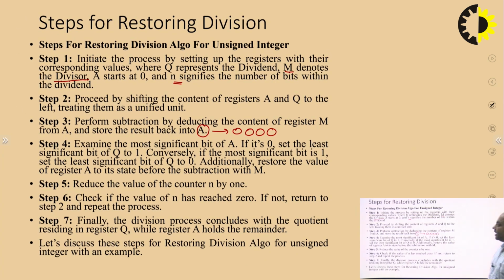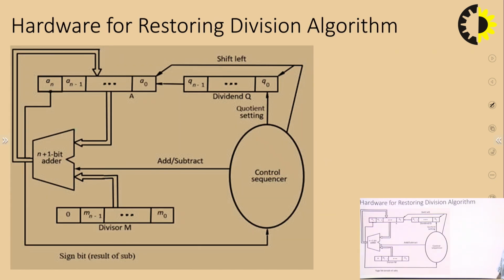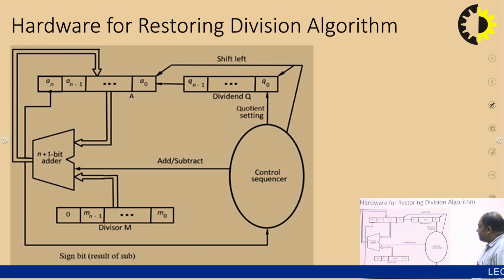Okay. So, these are the steps for restoring division. Next, we will discuss the hardware. In this hardware, we have the sign bits, the control sequencer, the adder and subtractor, and the two values, the dividend and the divisor. A is the accumulator. We use an n plus 1 bit adder. The control sequencer controls all the addition and subtraction done for the division.